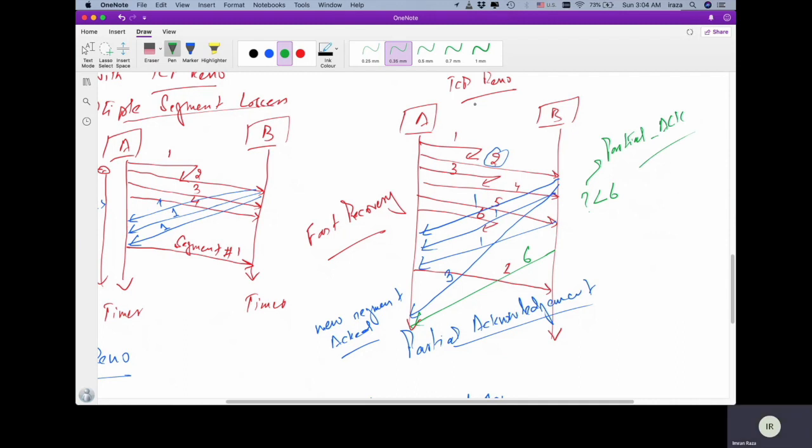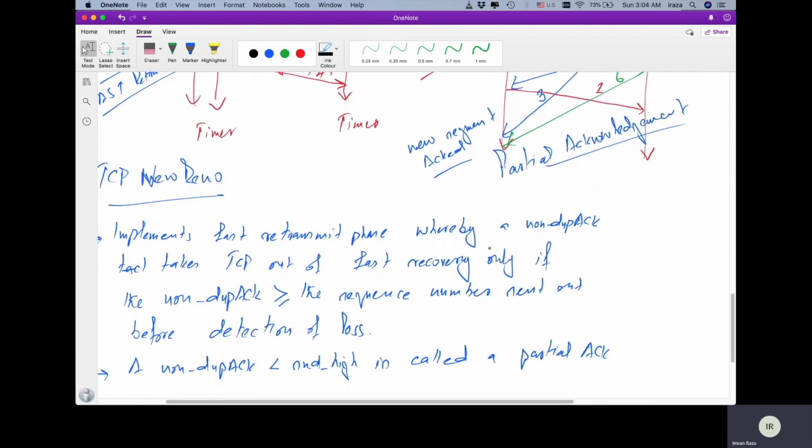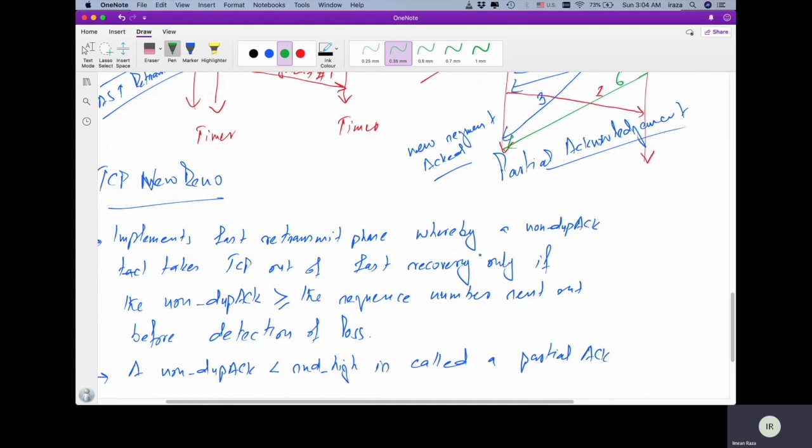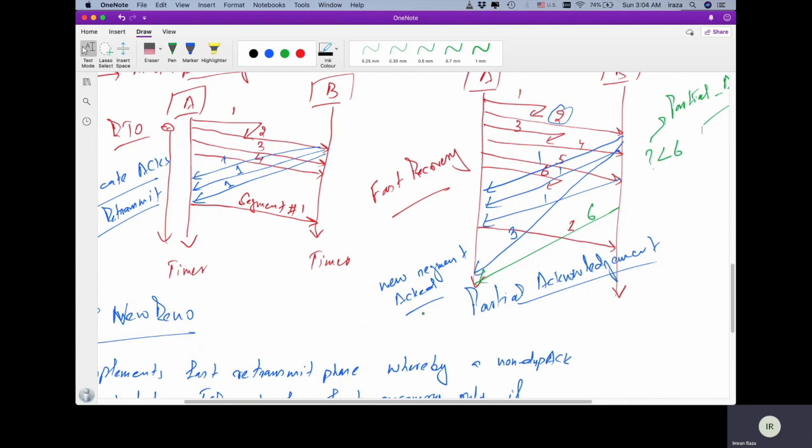For example, in the first case, in the case of TCP Reno, upon receiving this, TCP Reno aborted this fast recovery mode. Why? Because 2 is less than 6, and this is what partial acknowledgement. So what TCP New Reno does is that it implements fast retransmit phase and only exits fast recovery mode if the non-duplicate acknowledgement is greater than the sequence number sent out before experiencing a loss. Okay, so this is known as TCP New Reno.